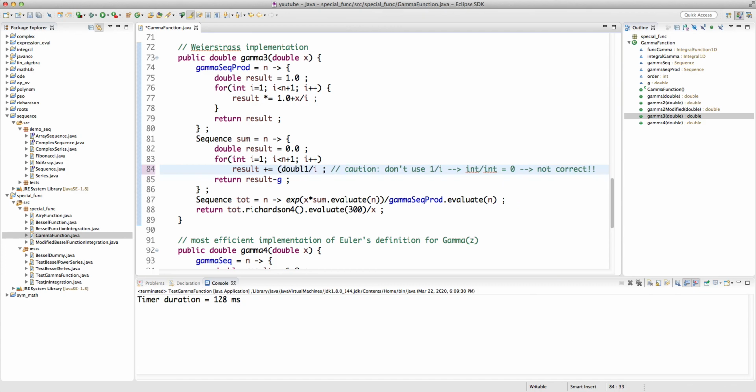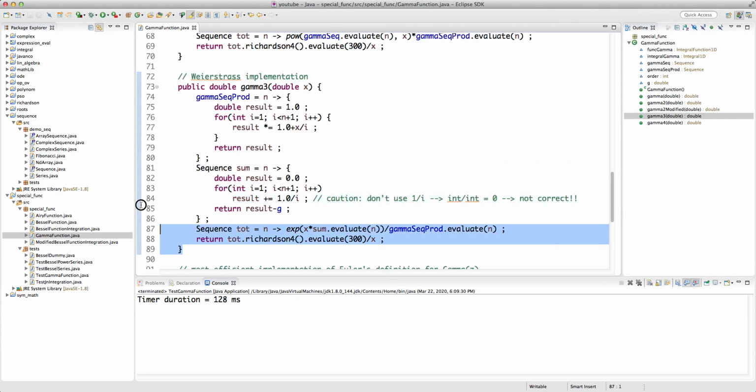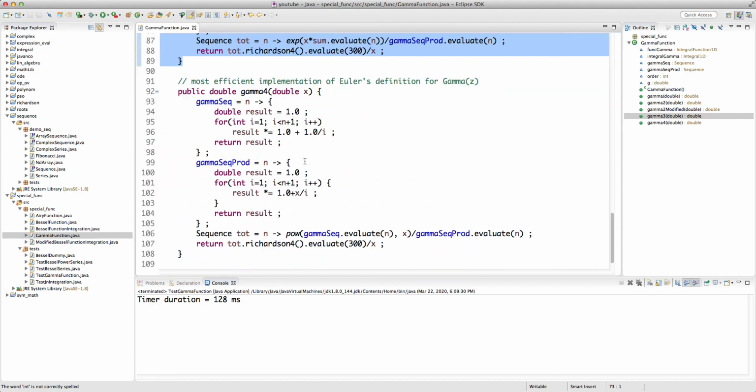So I can do this, for example. Here 1 is converted to double first. I can do this, 1D, or I can convert the I to double first. But the easiest thing, which is always nice to do, is to add a decimal place for the double numbers. All right. So this is the most efficient way of implementing Weierstrass.